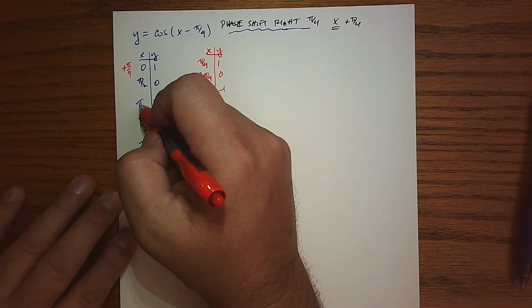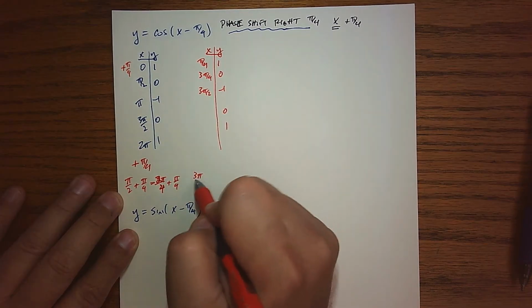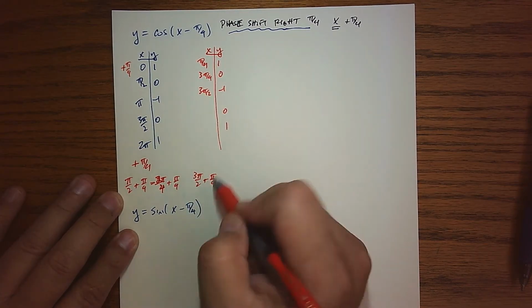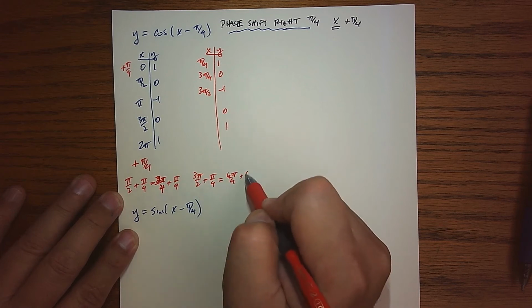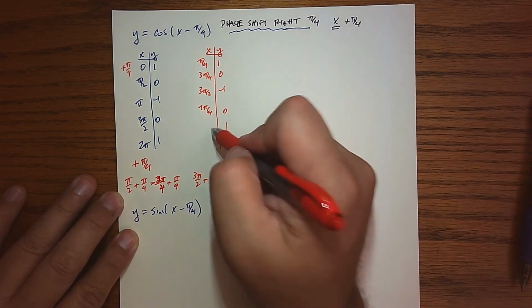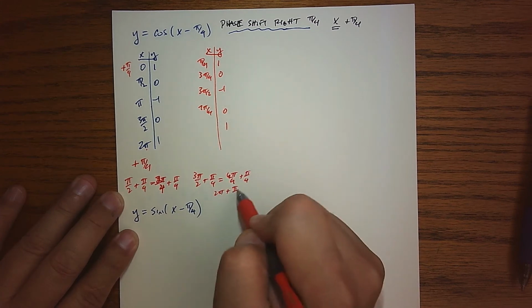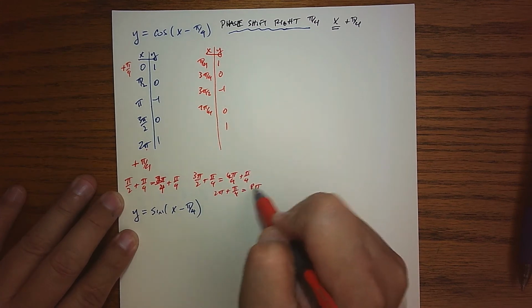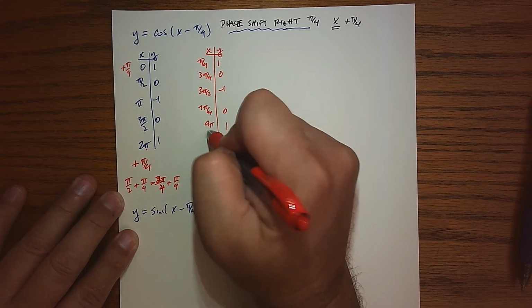When I add pi over 4 to pi, we end up with 5 pi over 4. When I take 3 pi over 2 and add pi over 4, this is basically 6 pi over 4 plus pi over 4. That's 7 pi over 4, right? And then if we take 2 pi and add pi over 4, that's 8 pi over 4 plus pi over 4, which is 9 pi over 4.